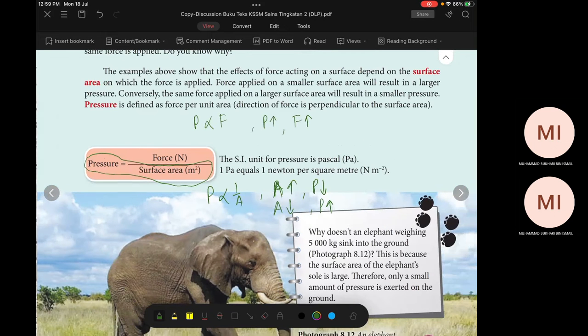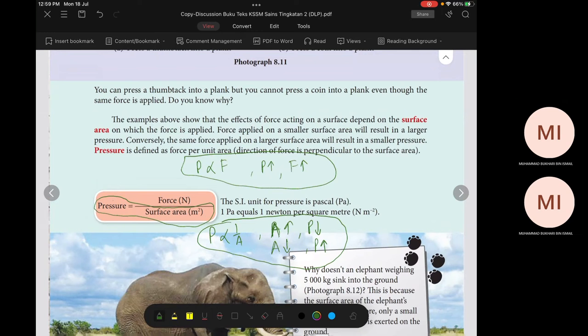Is that enough? Okay, you can copy this. You have copied the formula, now you copy this relationship. So that is the relationship between pressure and force. So we repeat again, when the force is higher, pressure will be higher. But when the area is smaller, pressure will be higher, and the other way around. Get it or not? Is it difficult? Okay, can we go on now? Make sure you have copied the formula and also the note that I wrote here.